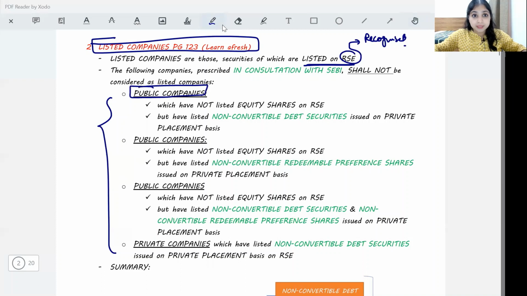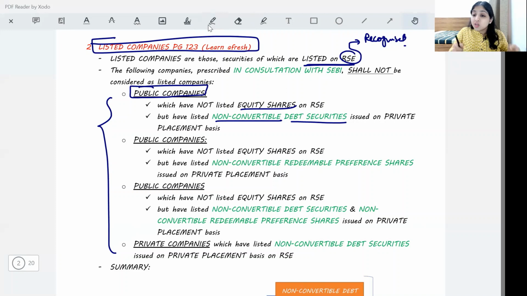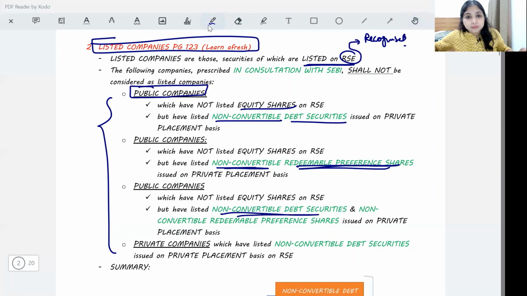Number 1, those public companies who have not listed equity shares on a stock exchange, but instead they have listed non-convertible debt securities. A public company which has not listed equity shares, but has listed non-convertible debt securities, non-convertible debentures, non-convertible bonds. So some security is listed in the stock exchange. Because some security is listed in the stock exchange, earlier this company was considered as a listed company. But now what are they saying? Are equity shares listed? No. Then what is listed? Non-convertible debt securities are listed, or non-convertible redeemable preference shares are listed, or both non-convertible debentures and non-convertible redeemable preference shares are listed.